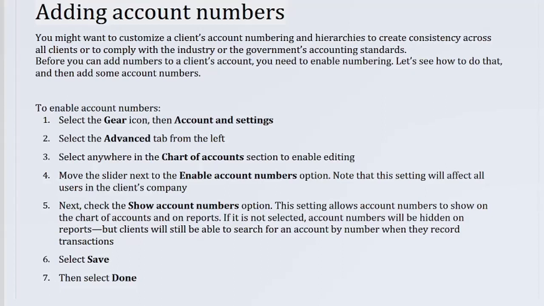Next, check the Show Account Numbers option. This setting allows account numbers to show on the chart of accounts and on reports. If it is not selected, account numbers will be hidden on reports, but clients will still be able to search for an account by number when they record transactions. Select Save. Then select Done.